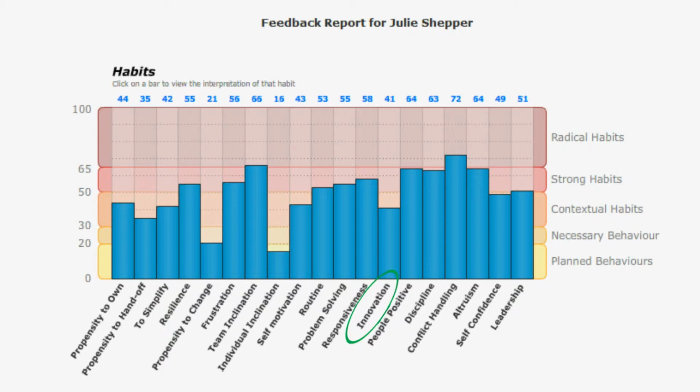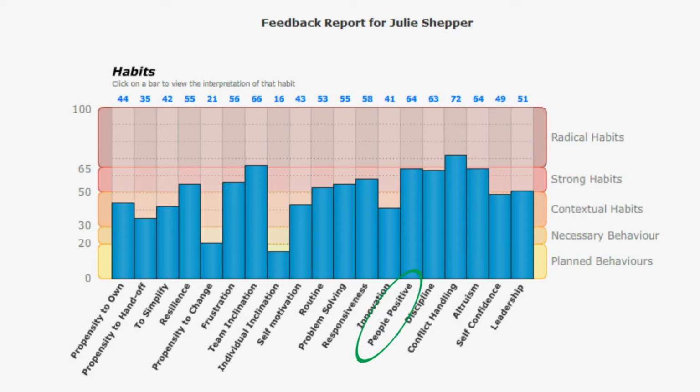Innovation maps whether an individual finds new ways of doing things or takes initiative towards creating new processes or technology. Julie has a contextual habit of innovation, which means that she will tend towards innovation in her normal working environment, but it must make sense and be applied to a specific goal.